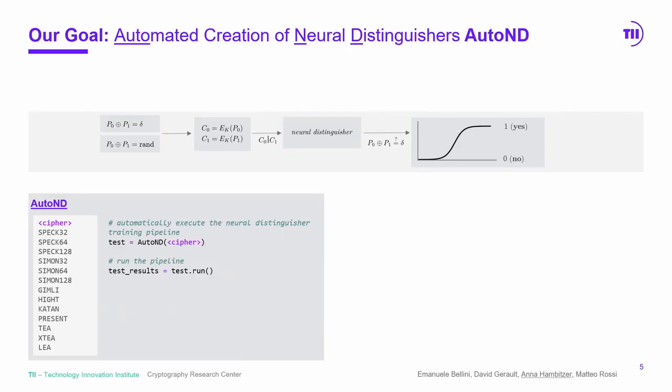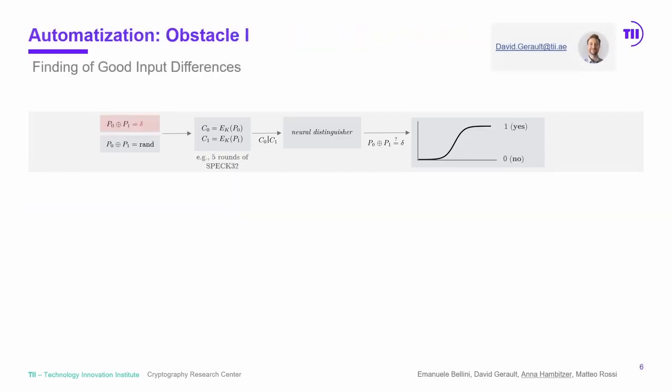So our goal, as mentioned, was to create this AutoND. We want to give the tool a new cipher, and then it should perform this whole pipeline for us and give us results which are comparable to the state of the art. The first obstacle we face is right here, that we have to choose some good input difference delta.